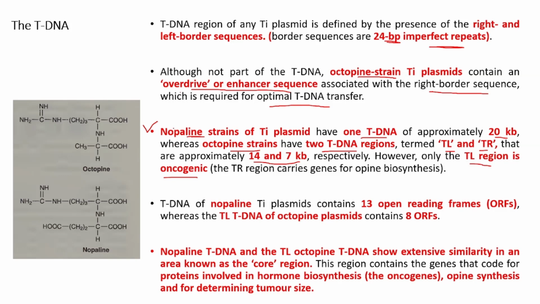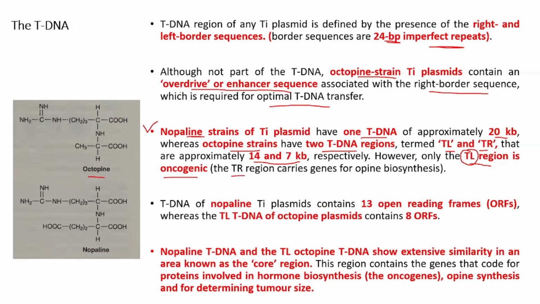So those Ti plasmids which code for nopaline have one tDNA, and those Ti plasmids which code for octopine contain two tDNAs. However, only one tDNA, and more specifically the TL tDNA region only, is oncogenic. The other one, the TR region, is not oncogenic and it codes for opine biosynthesis.